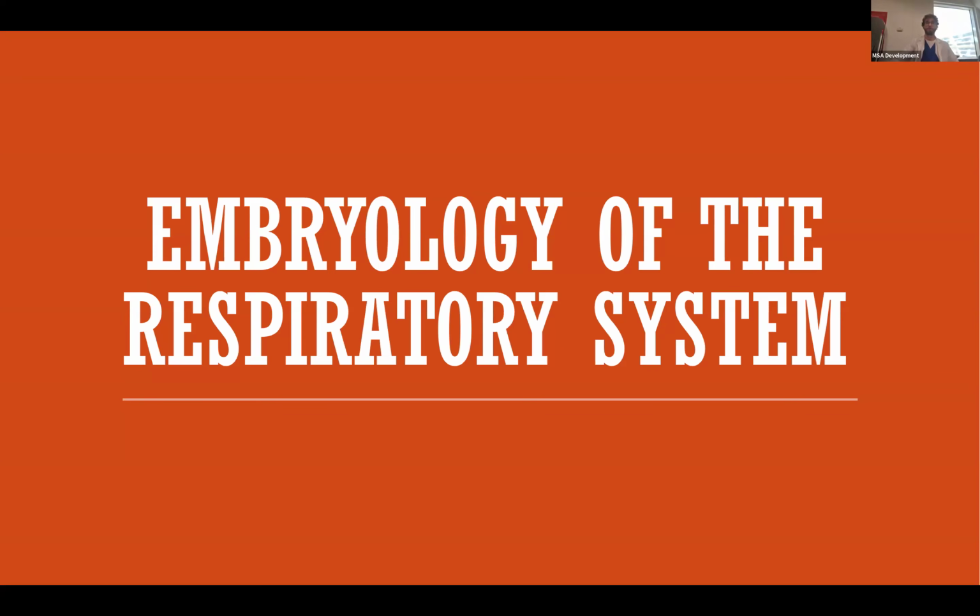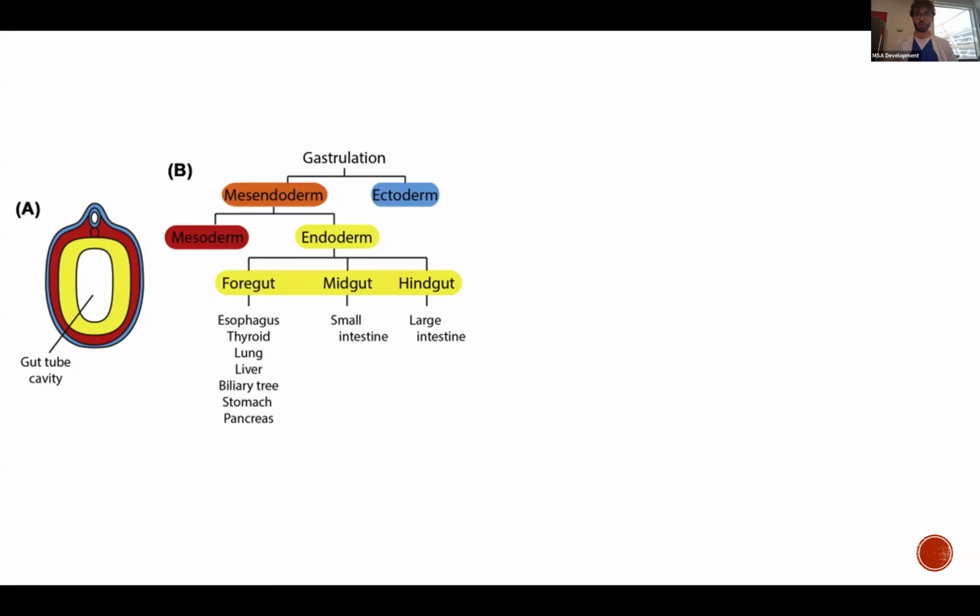Okay, now we're gonna talk about the embryology of the respiratory system. We finished the cardiovascular system. Now we have the respiratory system. As we started in the beginning of the lecture, we want to go back to the germ layers. We said the heart comes from the mesoderm. Now, the esophagus, trachea, and lungs, these inner organs that are considered linings, come from the endoderm. So the star of the show right now is going to be the endoderm.